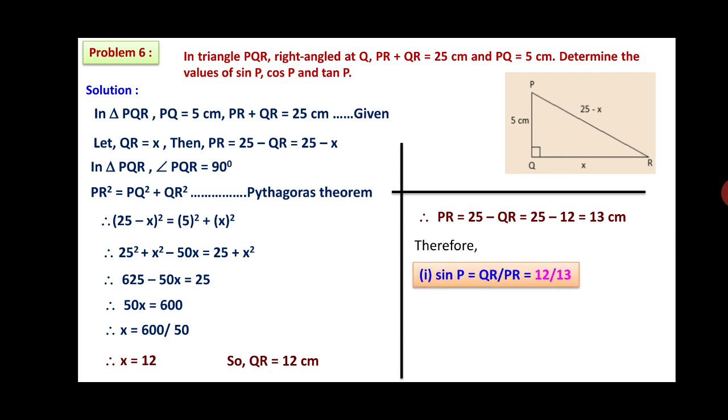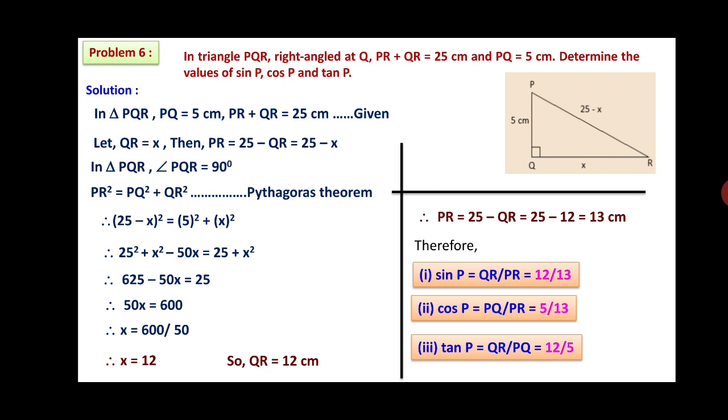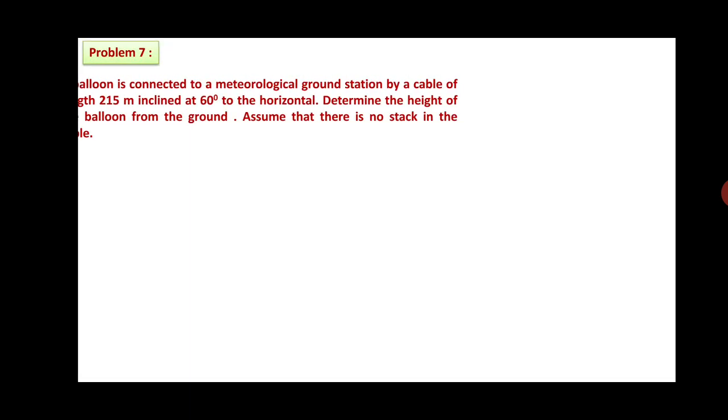Therefore, friends, now sin P is equal to QR upon PR. Therefore, it will be 12 upon 13. Cos P is equal to PQ upon PR, that is 5 upon 13. And tan P is equal to QR upon PQ, which is 12 upon 5. So friends, I think you would have understood this problem. Now we will continue with the next problem, number 7.